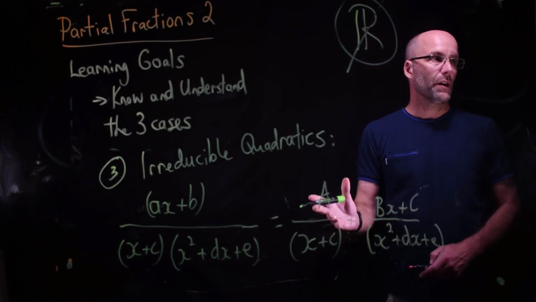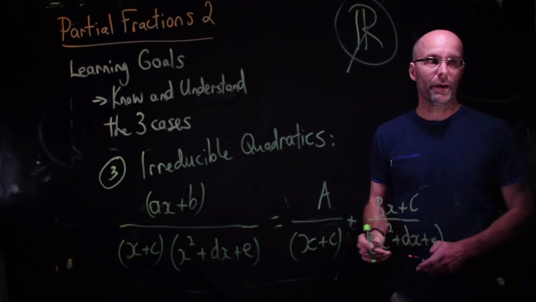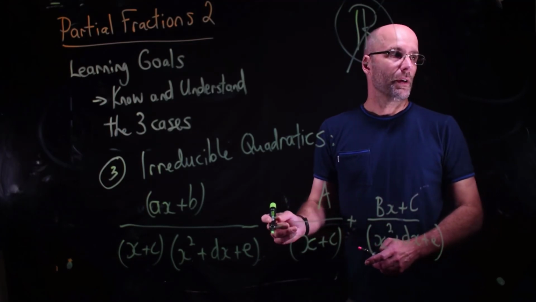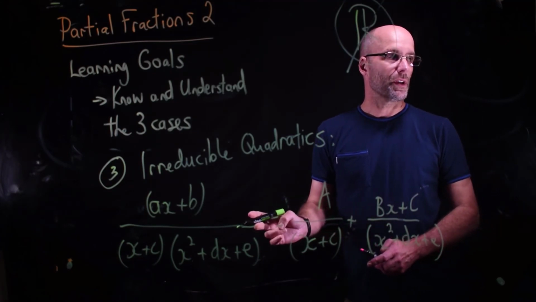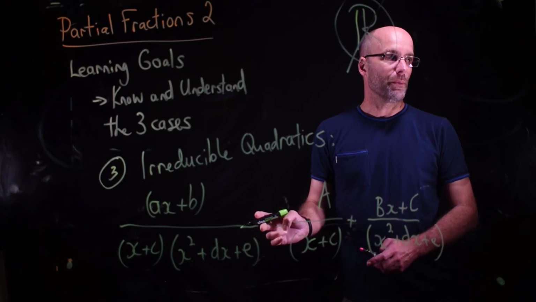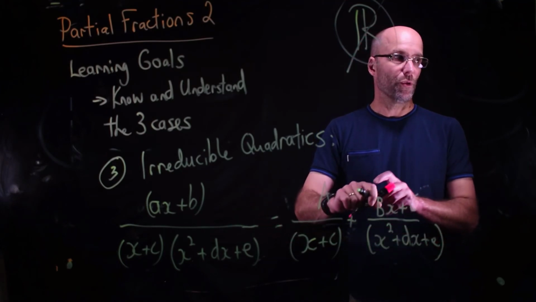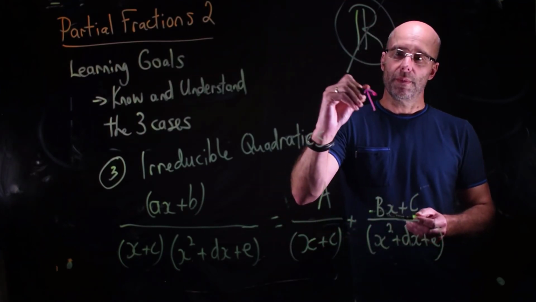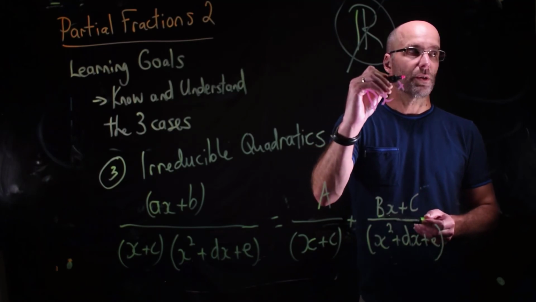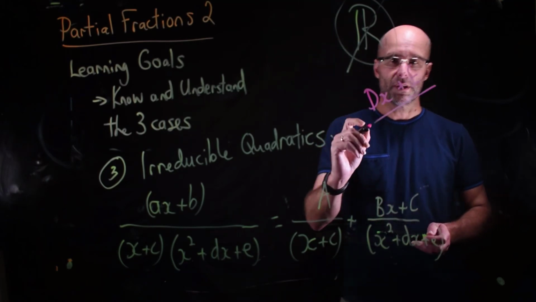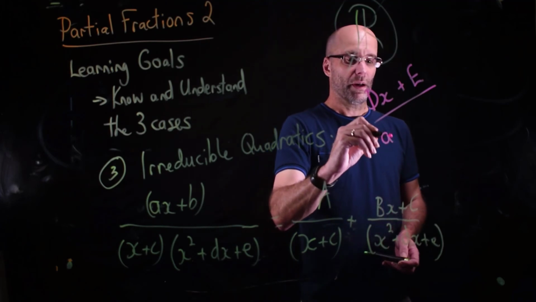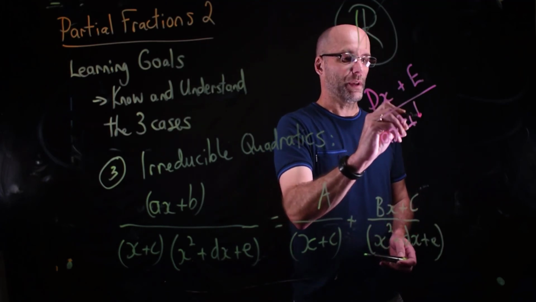And so that will take that form there where, for each irreducible quadratic in the denominator, there will be a partial fraction of this form here in the answer. So we might call that, so we're not repeating characters, dx plus c over ax squared plus bx plus c.